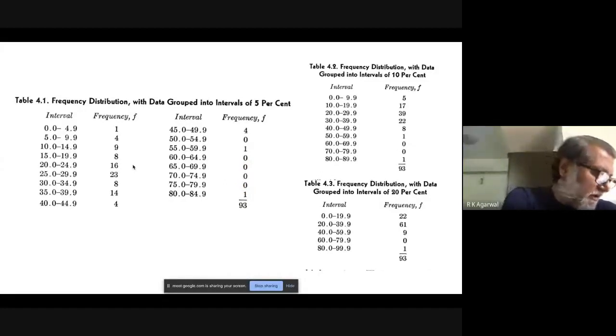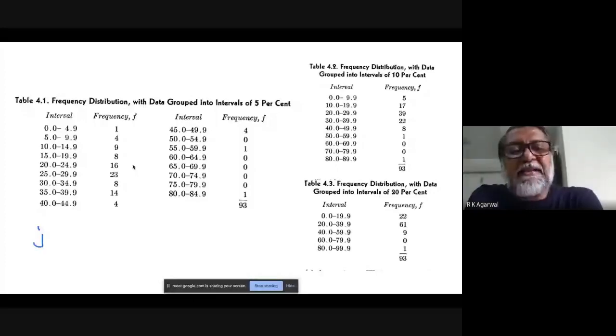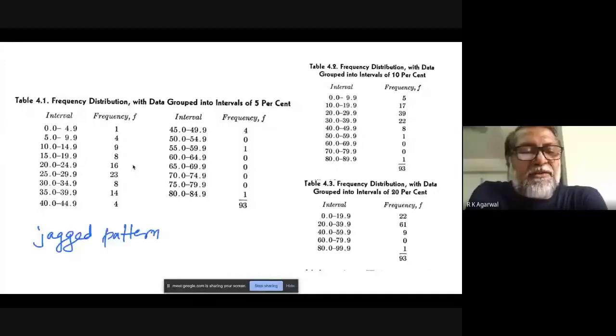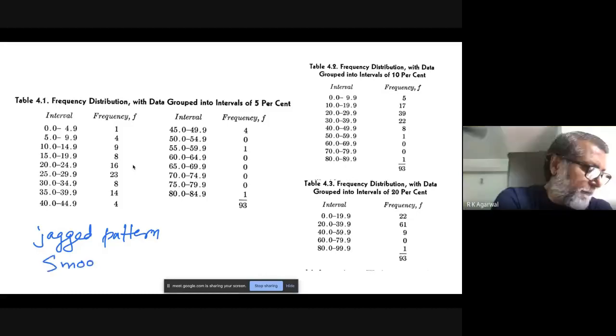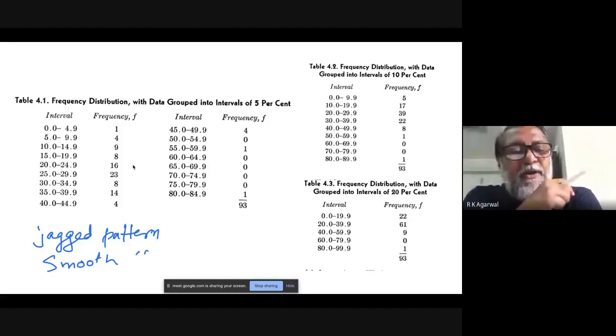Now this is what we call a jagged pattern, or discontinuous pattern. This is something which we do not want. Why? Because we want to draw certain conclusions about the concentration of values, concentration of frequencies around some values. So it would be better if we have a smooth pattern. So what do we do in order to convert a jagged pattern into a smooth pattern?